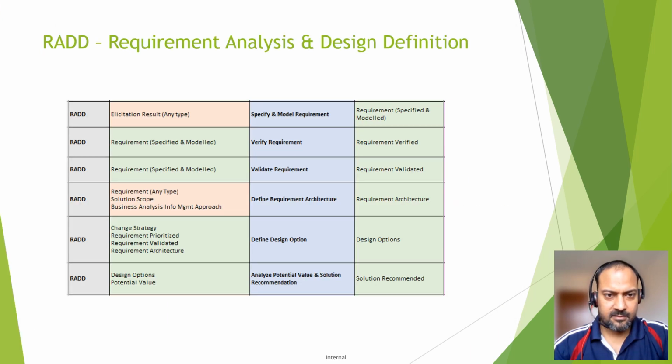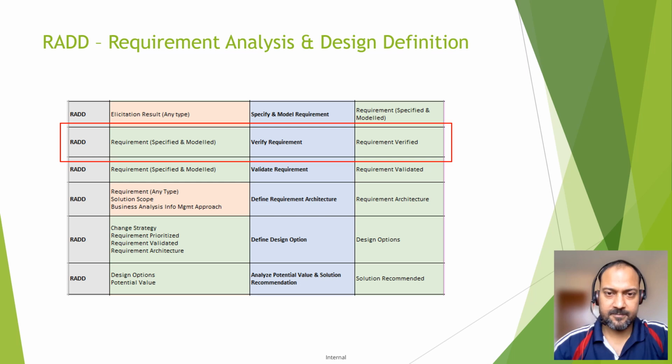Verify requirements. I know you're familiar with this table. We have done specify and model requirements. The input was elicitation results, and elicitation results could be of any state or any type, either confirmed or unconfirmed. And what we get is requirements specified and modeled. Then in verify requirements, the requirements specified and modeled, which is the output of the first task, go into this task and we get requirements verified.